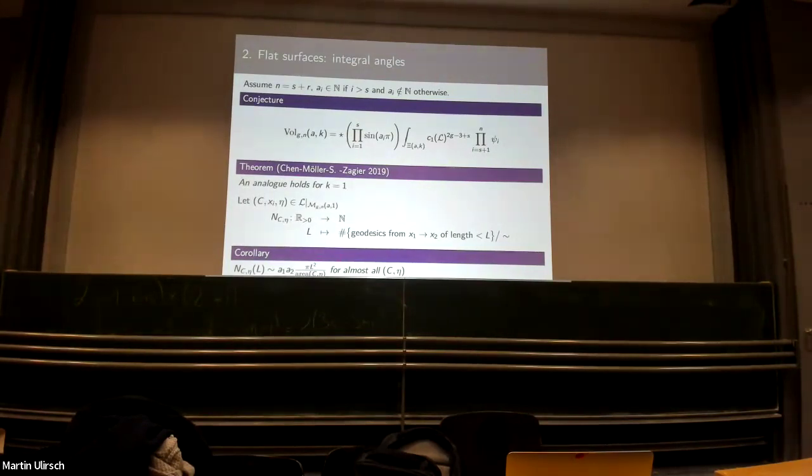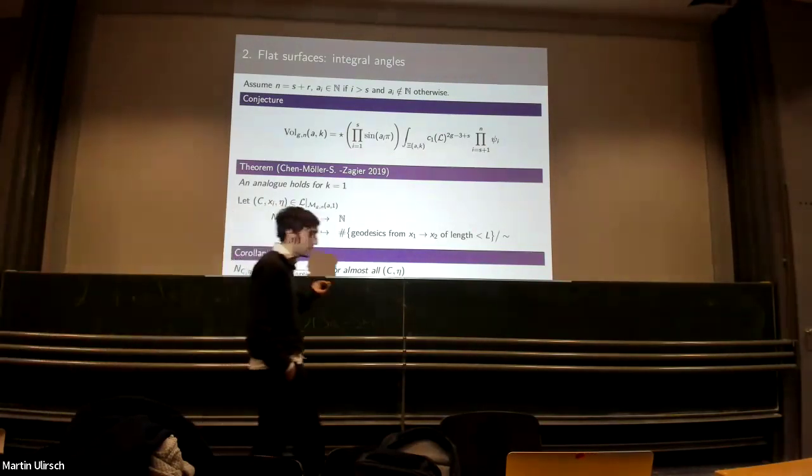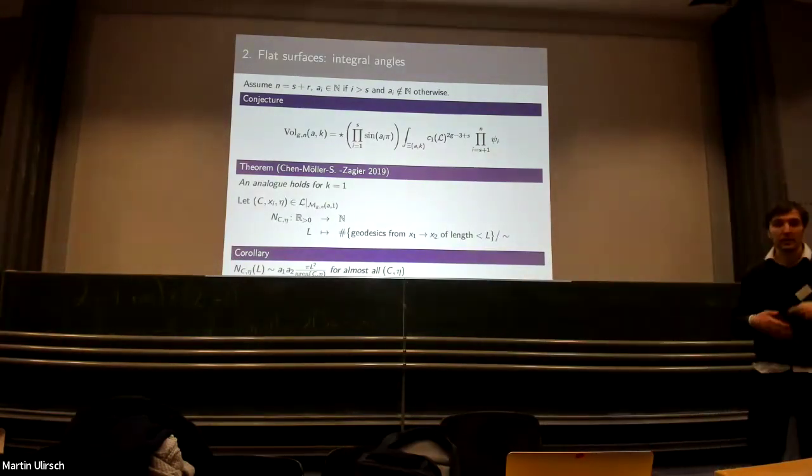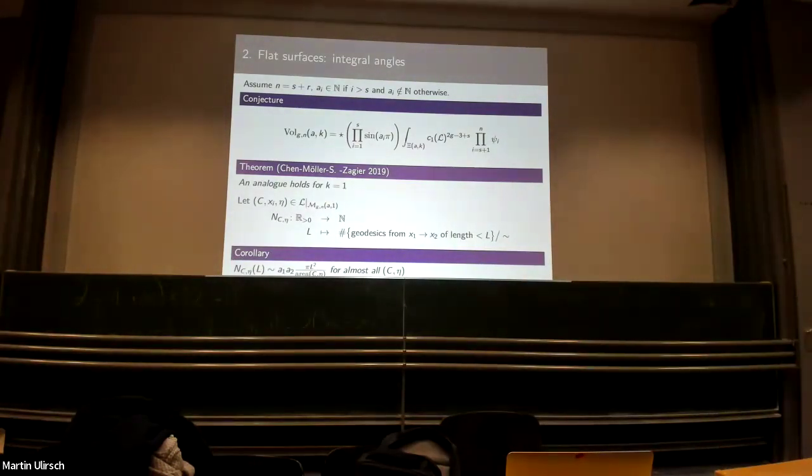And the corollary of this theorem, the fact that this formula holds for k equals 1, is that this function, the number of geodesics of length at most L, grows like pi L squared times a very simple expression, just the product of the angles at the singularities. It's not true for a given flat surface, but it's true for almost all deformations of my original surface. So it has some consequences for the study of dynamical properties of flat surfaces. This is the motivation.